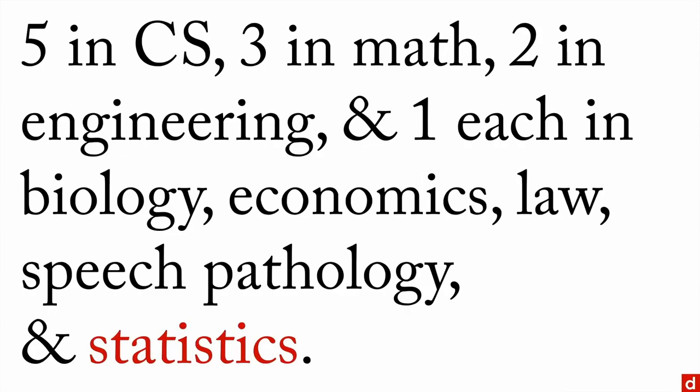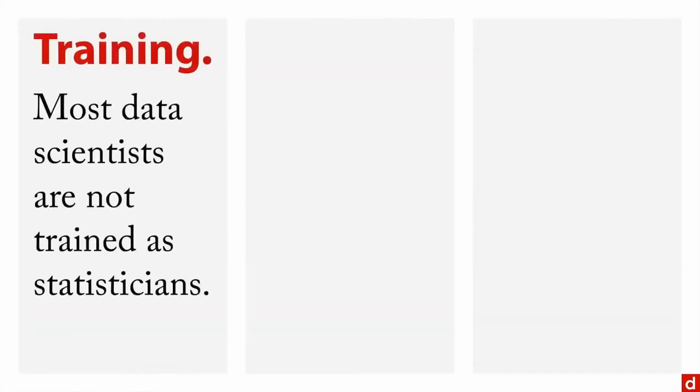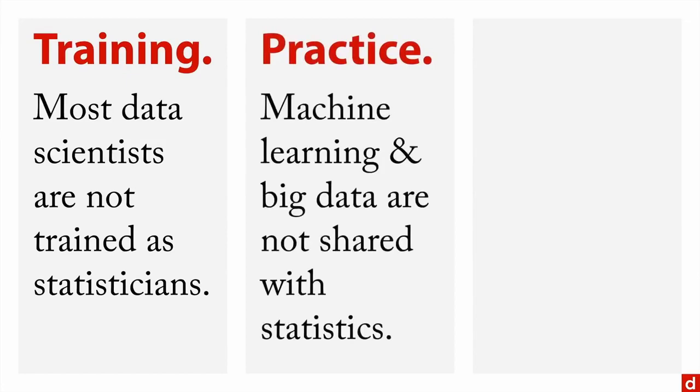So that gets us to the next question. Where do these two fields, statistics and data science, diverge? Because they seem like they should have a lot in common, but they don't have a lot in training. And specifically, we can look at the training. Most data scientists are not trained formally as statisticians. Also, in practice, things like machine learning and big data, which are central to data science, are not shared generally with most of statistics. And so they have separate domains there.